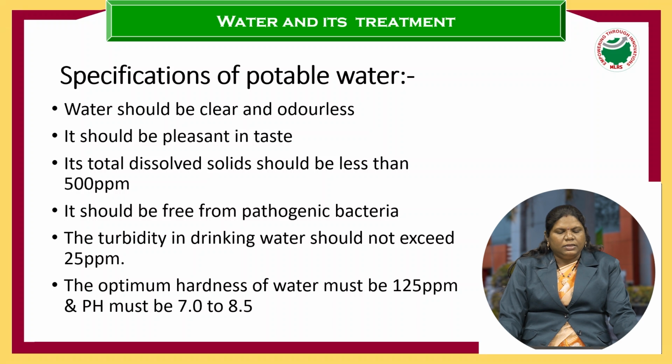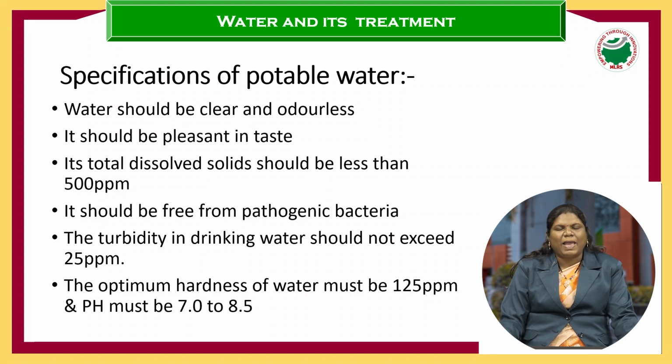Okay, and its total dissolved salt should be less than 500 ppm. The water contains some amount of the dissolved salts. This dissolved salt should be less than 500 ppm. ppm means parts per million.